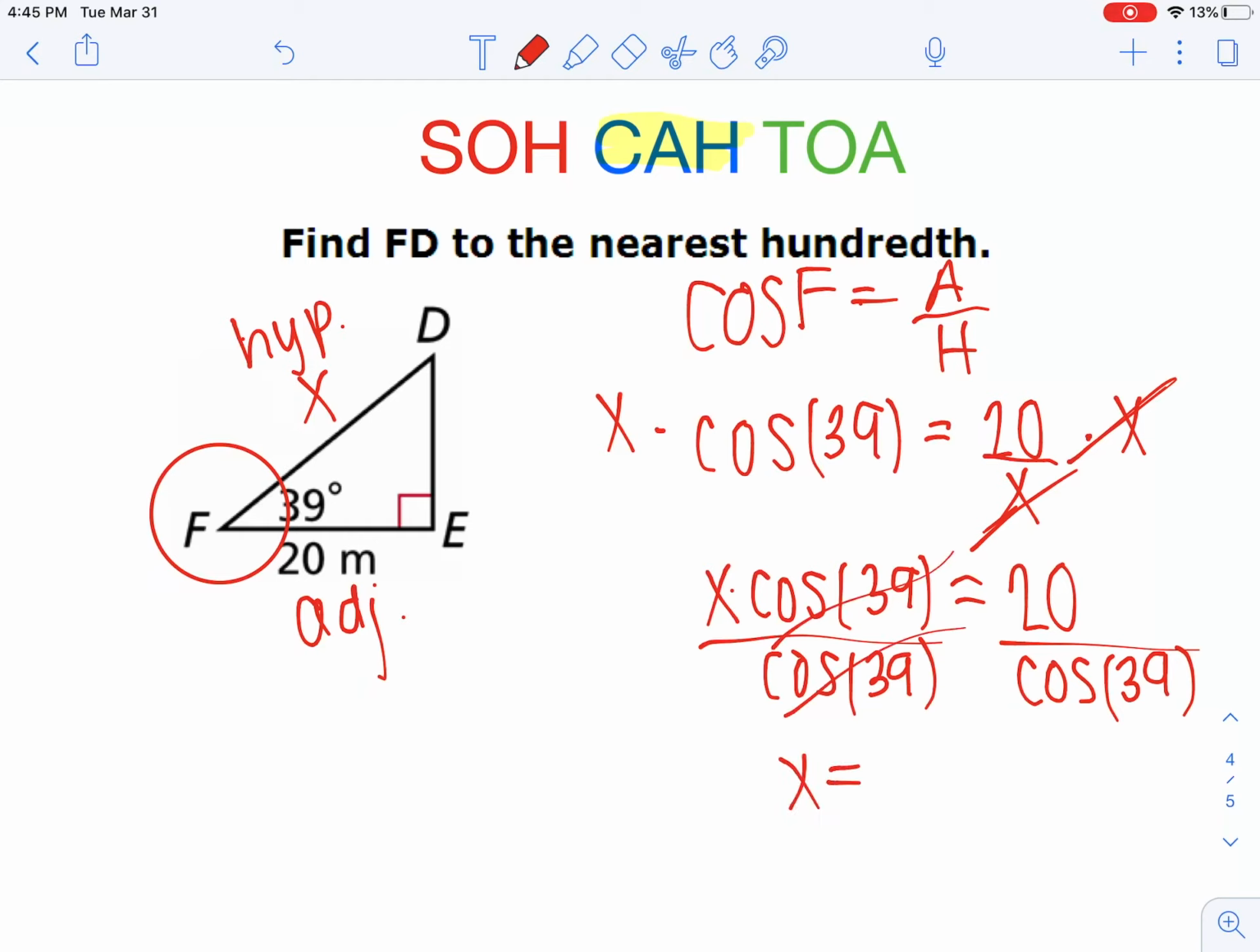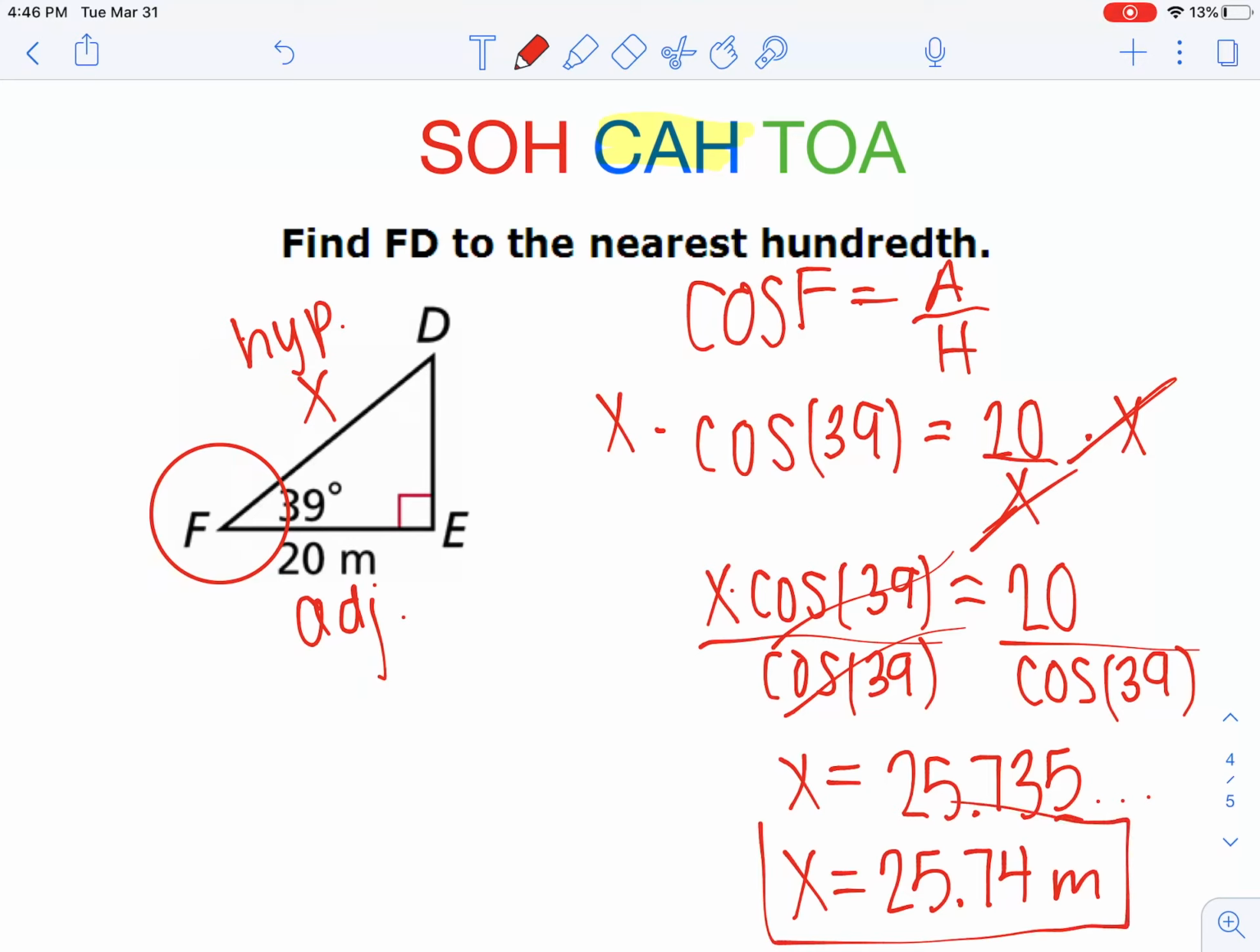So now X equals, if you go to your calculator and do 20 divided by cosine of 39, you should get 25.735. So look at that thousandths place. It is a 5 or more, so that means we round up for this one. So we get 25.74 meters.